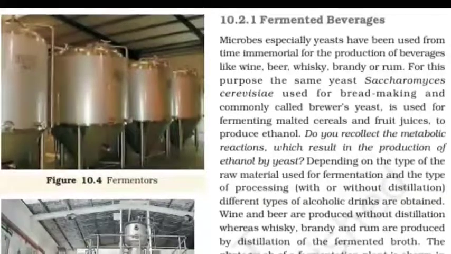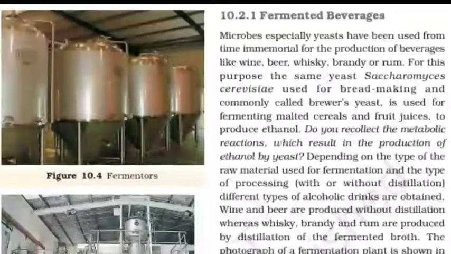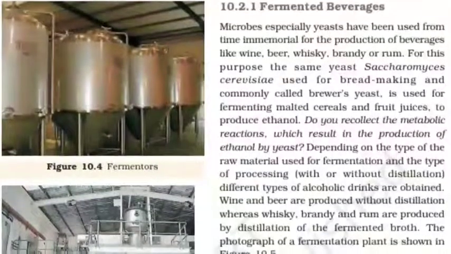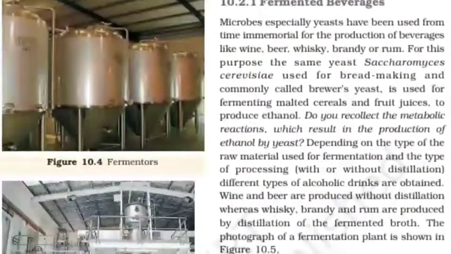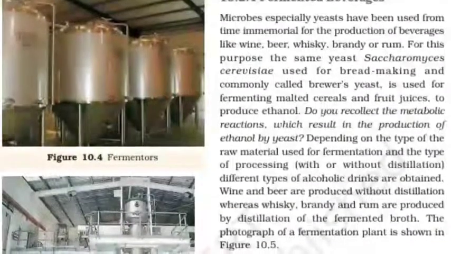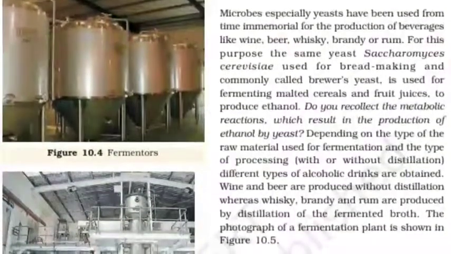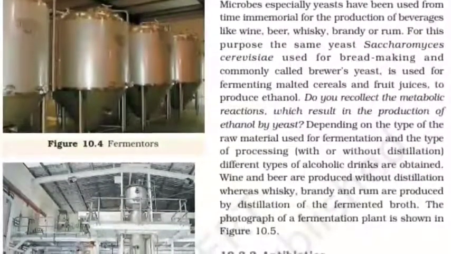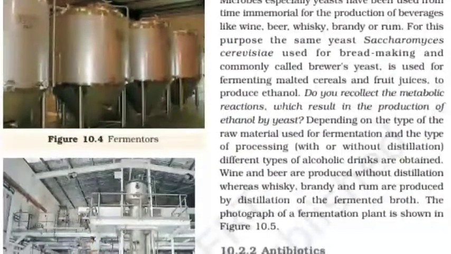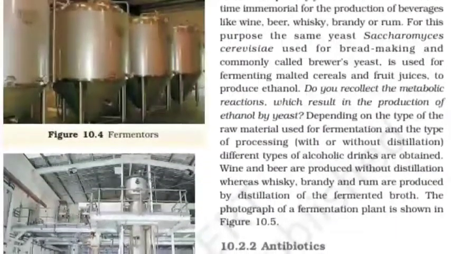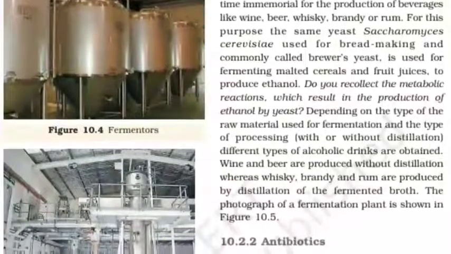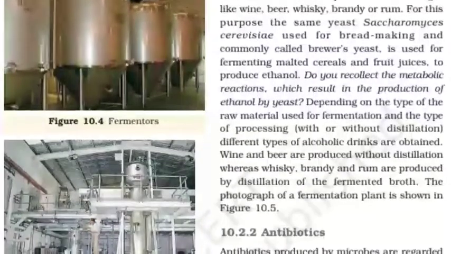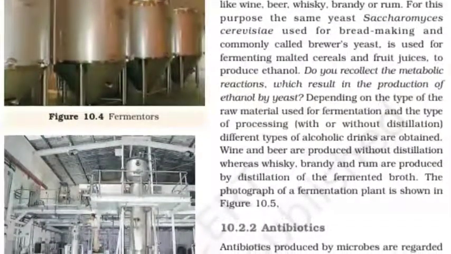Fermented beverages. Microbes, especially yeast, have been used from time immemorial for the production of beverages like wine, beer, whiskey, brandy or rum. For this purpose, the same yeast Saccharomyces cerevisiae used for bread making, and commonly called brewer's yeast, is used for fermenting malted cereals and fruit juice to produce ethanol. Do you recollect the metabolic reaction which results in the production of ethanol by yeast?